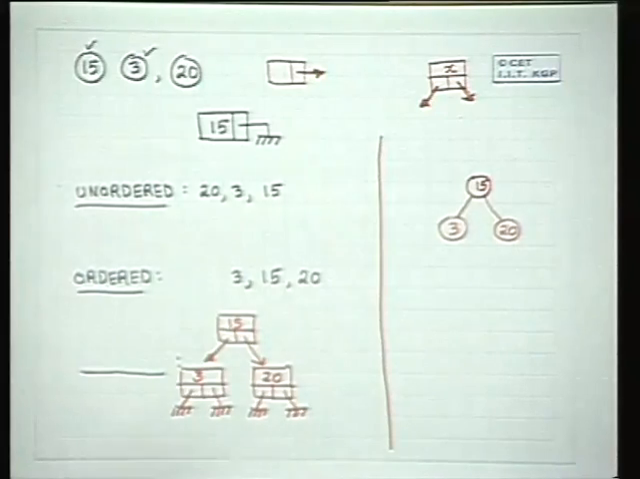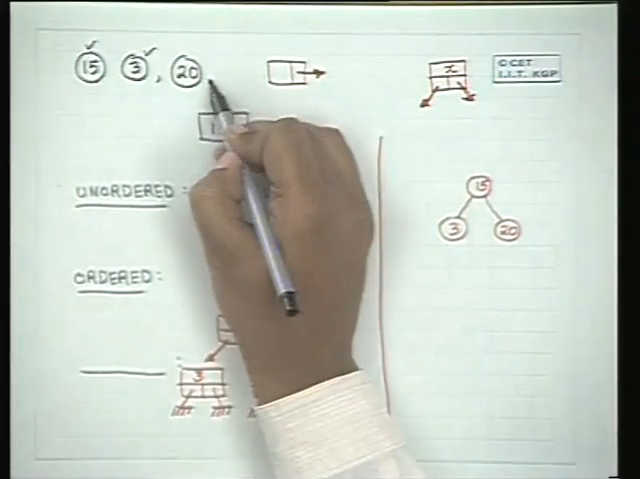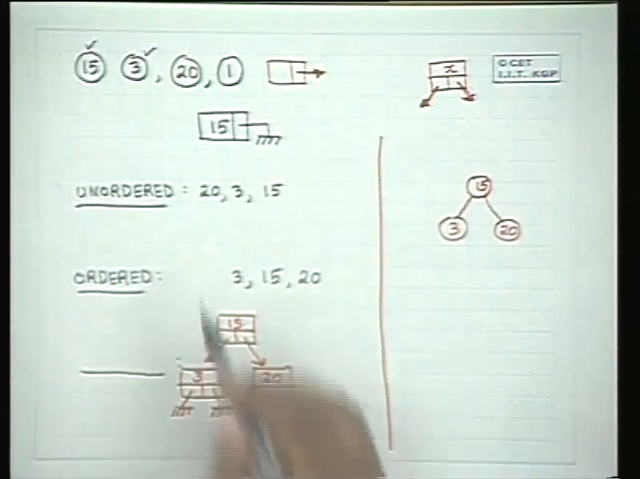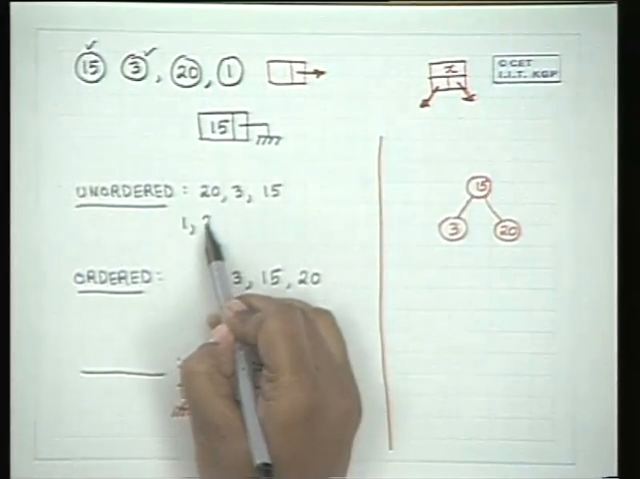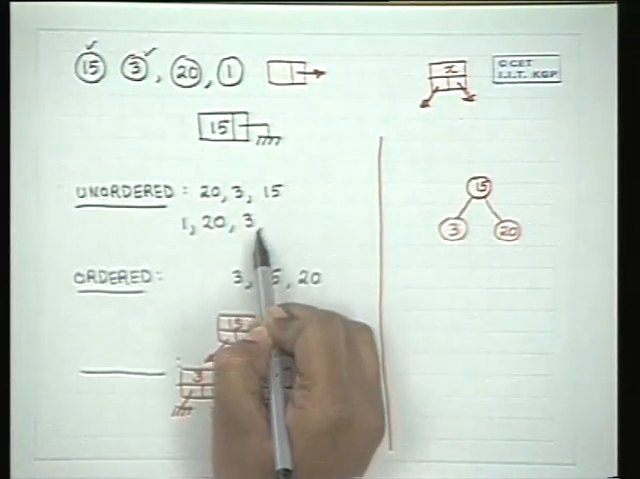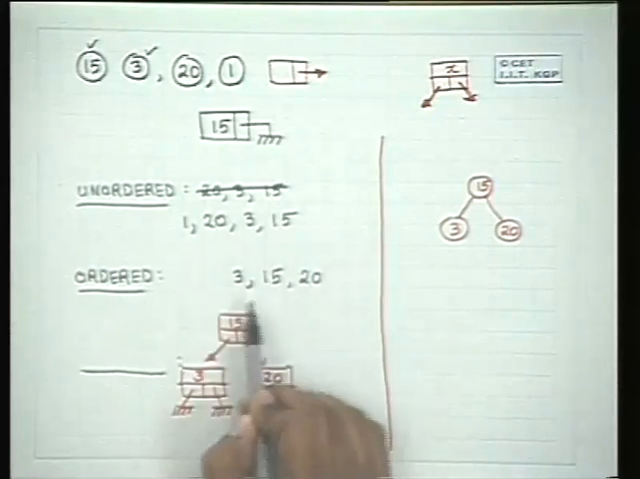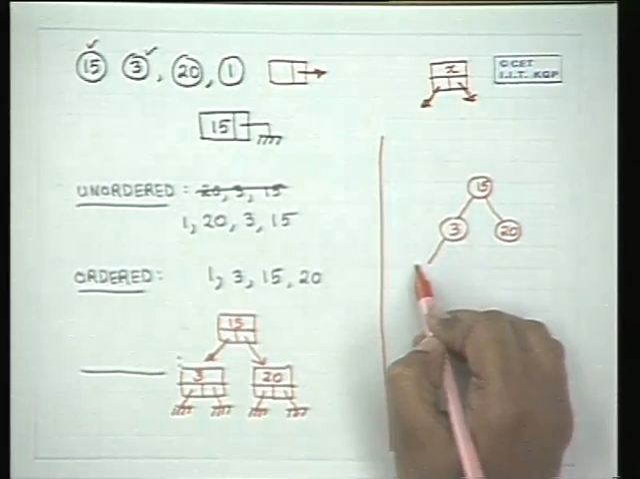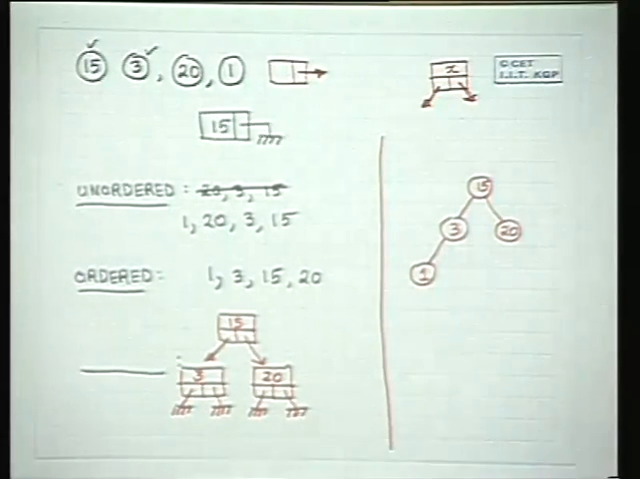So let's put in another element. Let's put in 1. In the unordered list, it would now look 1, 20, 3, 15. In the ordered list, it would look like this. And in this structure, it would look like this.